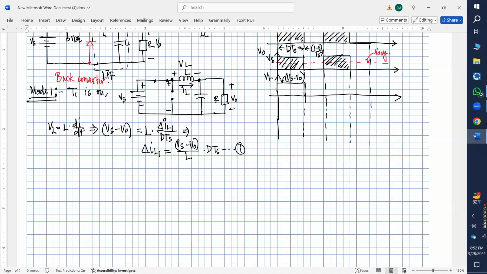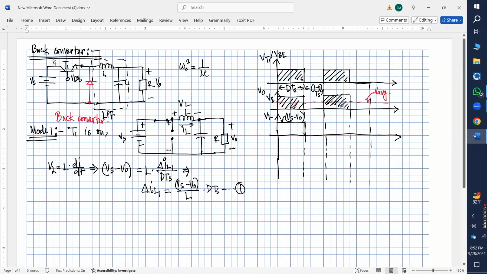And during the time when that switch is not on, what will happen? In mode 2, we consider our T1 is off. Whenever T1 is off, what will happen? This source voltage, these two terminals will be turned off. So the diode will be there.